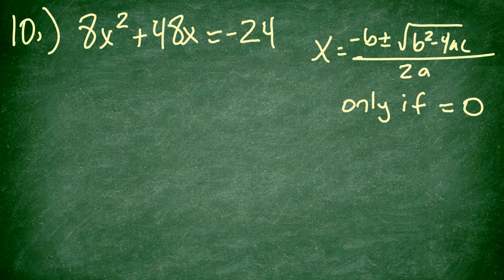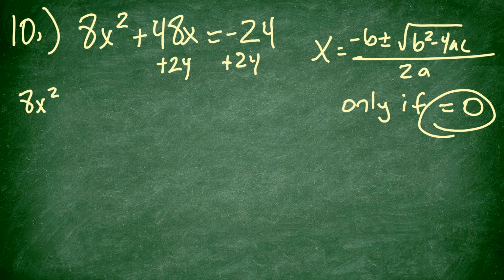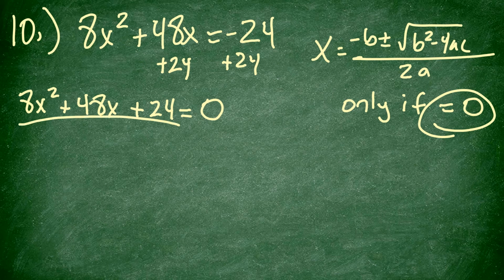Alright, number 10, we're once again going to use the quadratic formula. But the first thing I have to realize is that it has to be equal to 0. So I add 24 to both sides. I end up with 8x squared plus 48x plus 24 equals 0. Now, personally, many of us probably did not do this, but I'm going to divide every single thing by 8 because I want to deal with the smallest number possible. This is going to make my life easier.